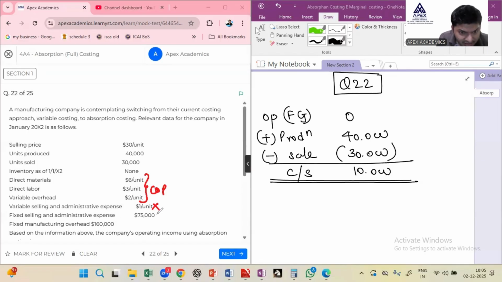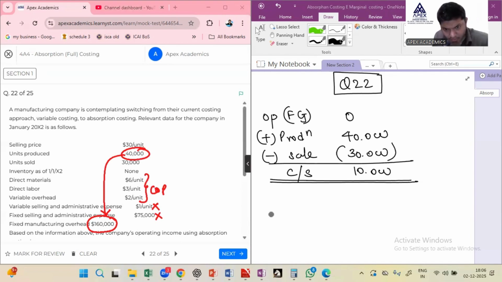Fixed selling and administrative, again not a part of cost of production, but I have been given my fixed manufacturing overhead of 1,60,000 units. This becomes an important aspect for me to take into consideration. Why? Because my production is of 40,000 units, my absorption will be calculated on the basis of the same. So please try to understand.